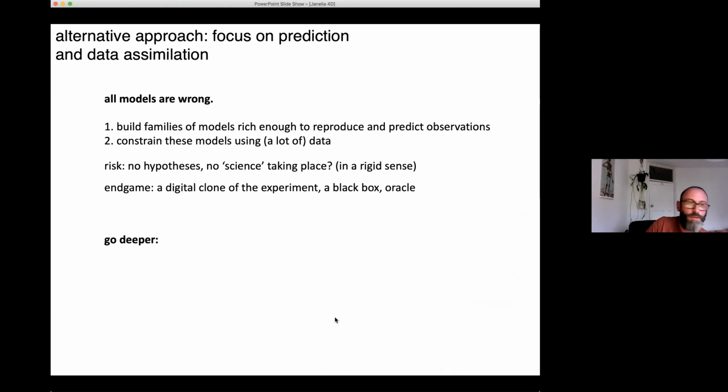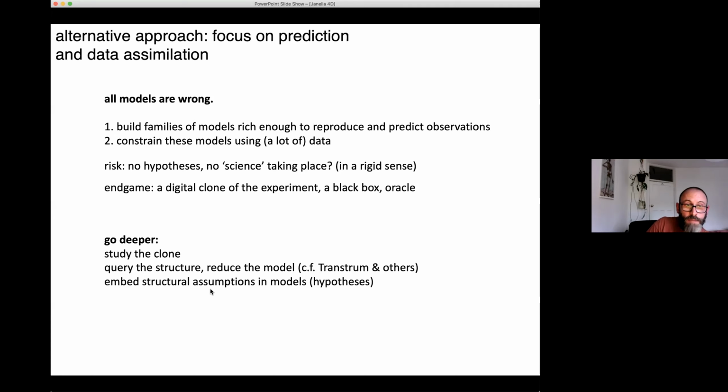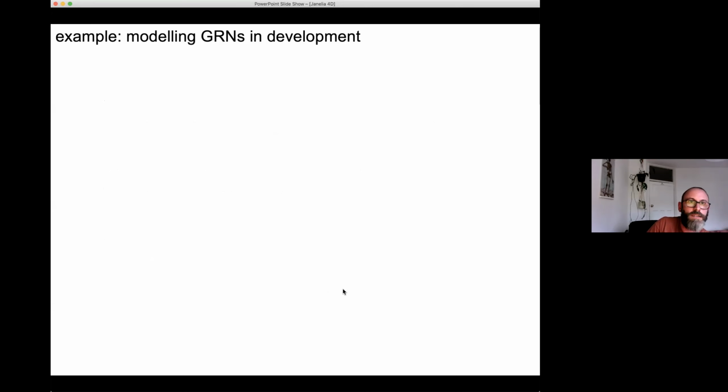However, we can go deeper with this. We can study the clone. We can query the structure, reduce this model along the lines of the work that Ben described by Mark Transtrum and others. And we may be able to embed structural assumptions in the model or hypotheses in the model. So we don't have to take a complete blank slate approach.